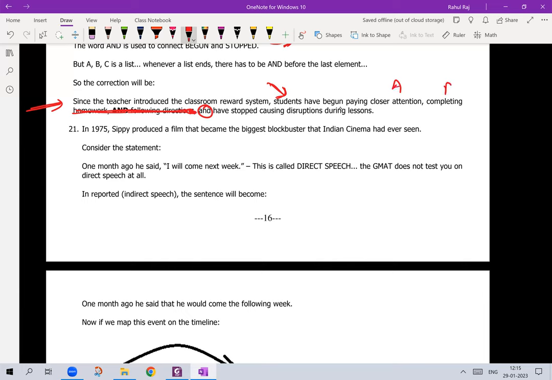This is A, completing homework. This is B, and following direction. This is C. All right. So before this element C, you have to insert 'and'.